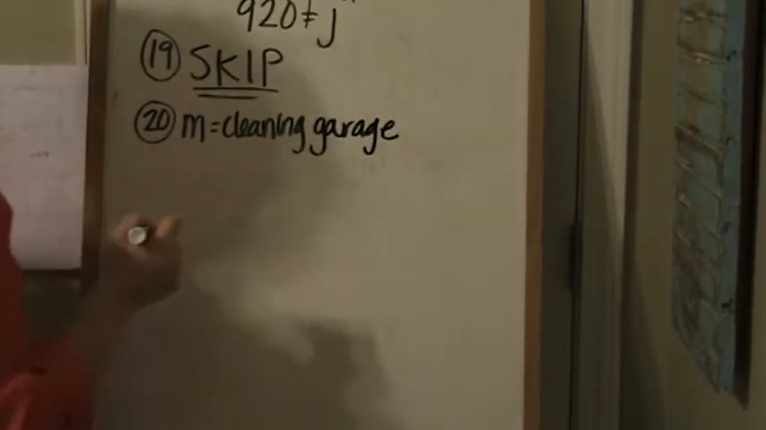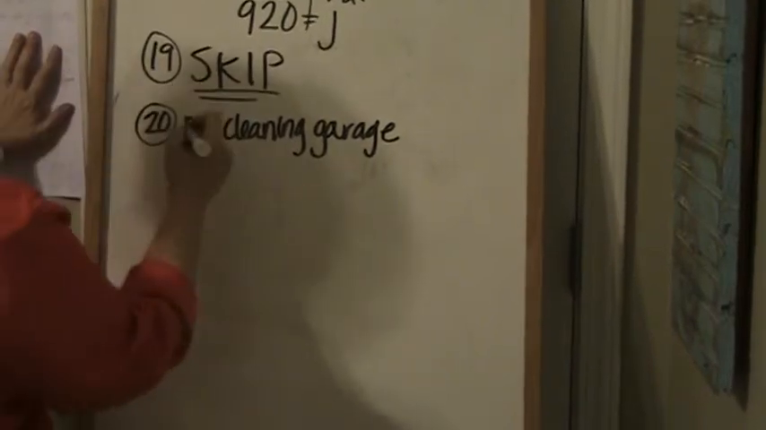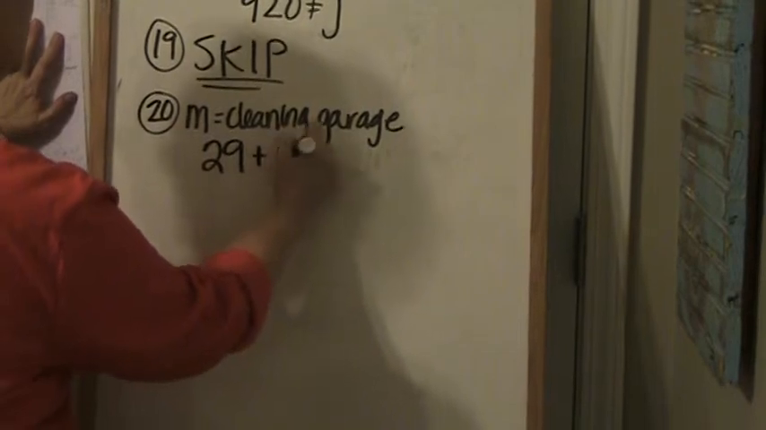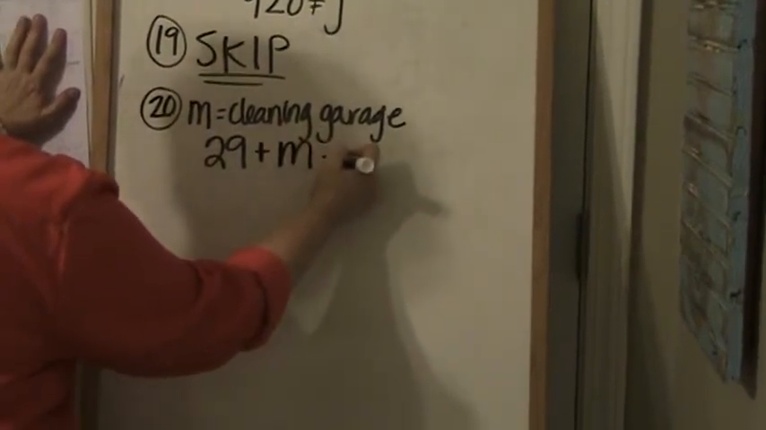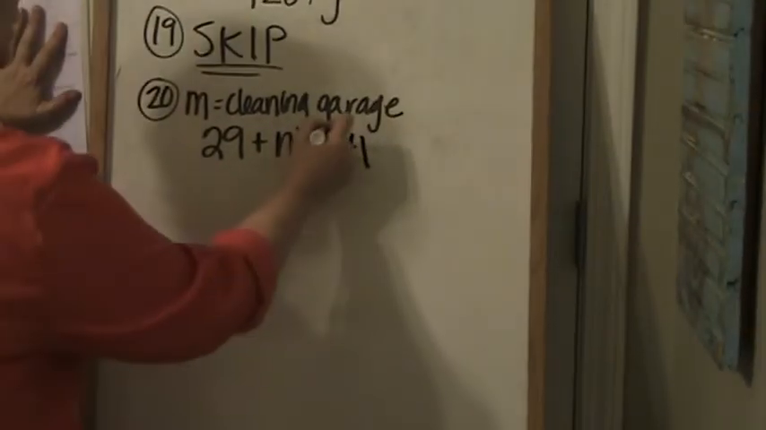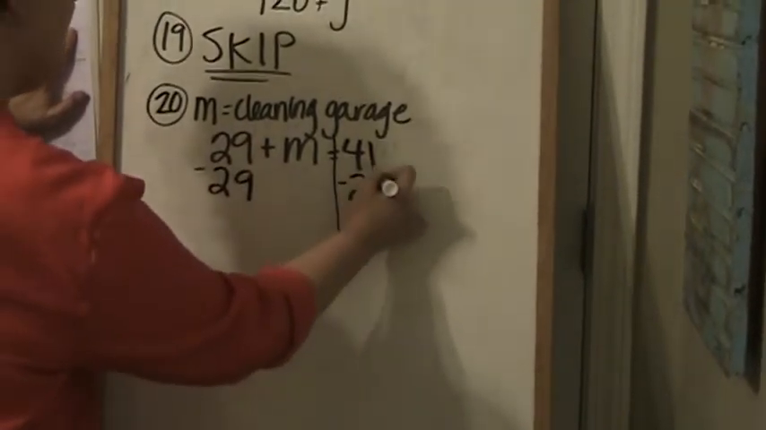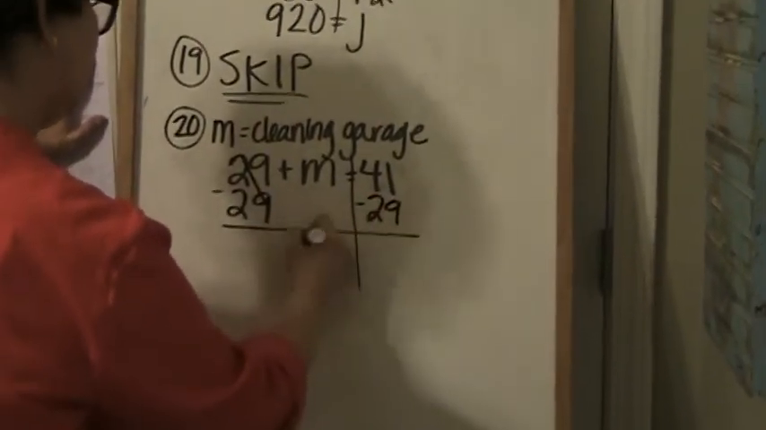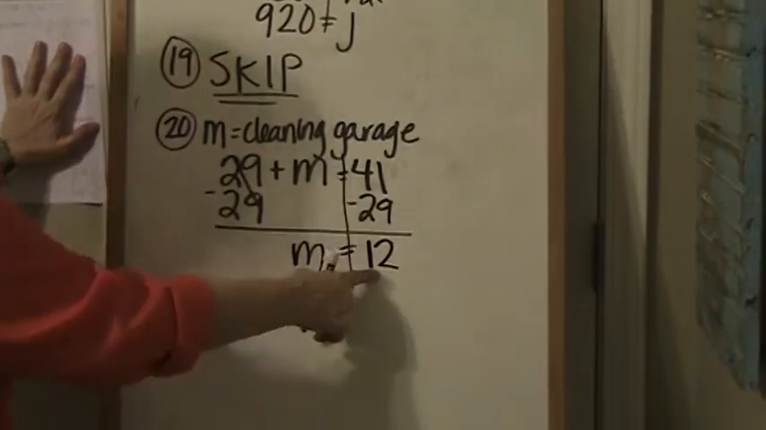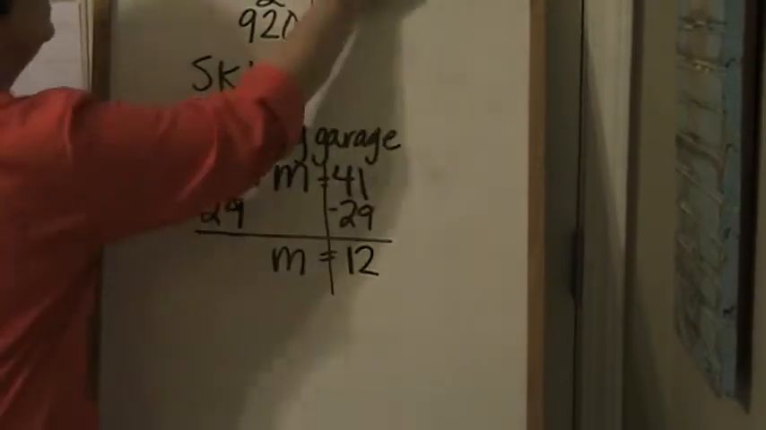Okay, so my equation is going to be 29 plus M, how much you made cleaning the garage, is equal to 41 total. Now I'm going to solve. I'm going to subtract 29. M is equal to 12. So we made $12 for cleaning the garage. Okay, we've got one more like this.